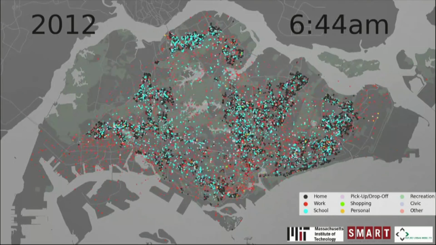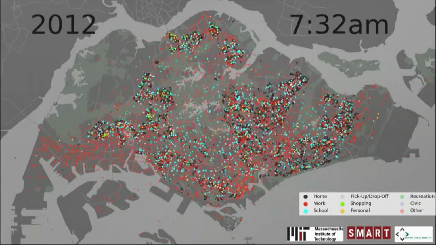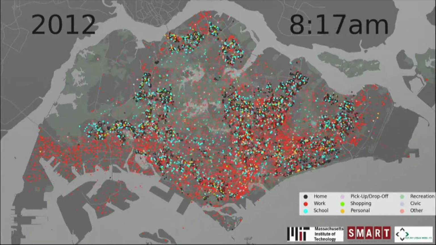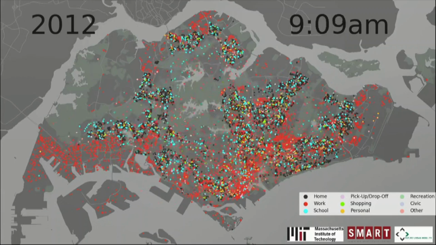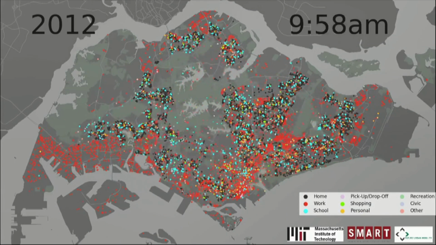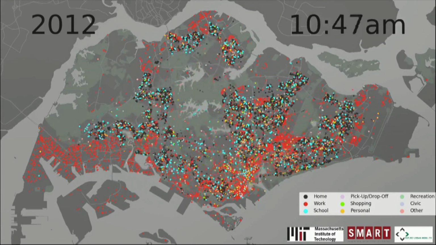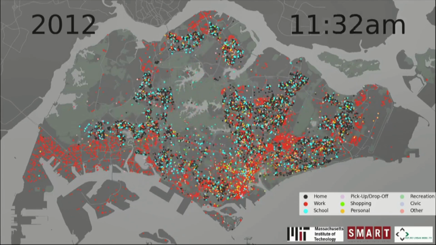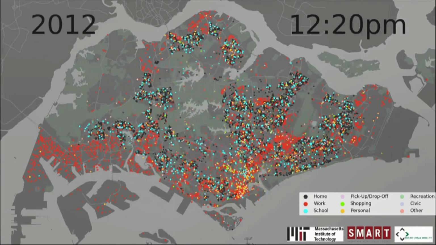Between 5 to 6 a.m., you see people going to school, and that's kind of regionalized within where people live. But then they go to work, and it's more centralized in the downtown and then western areas of the city where there's more industry.